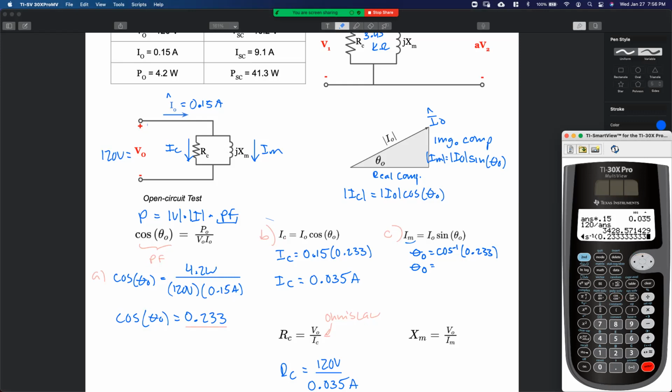0.2333, that's our power factor. Pull it down. What is that? 76.5 degrees. Great. So theta O is 76.5 degrees. Good job.